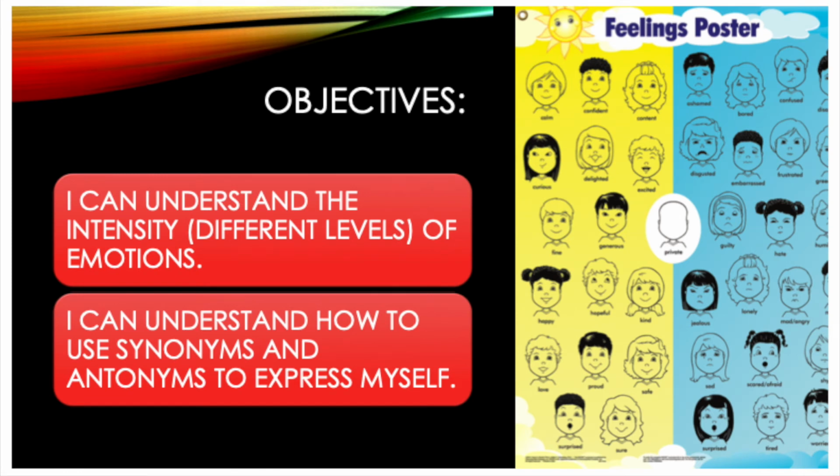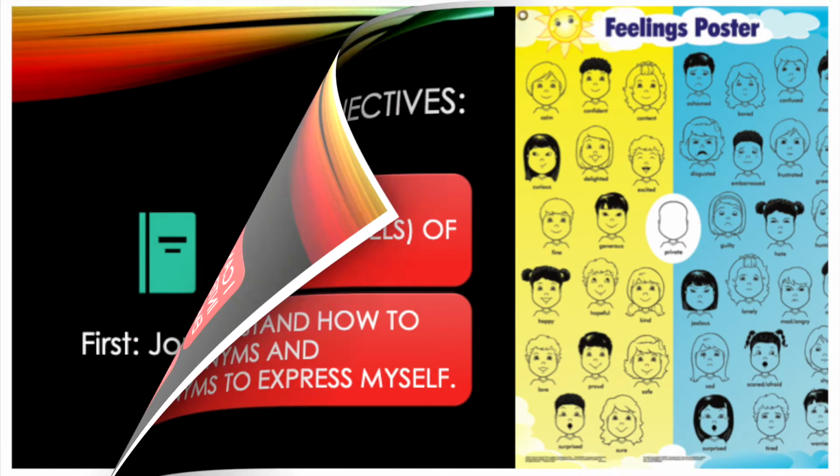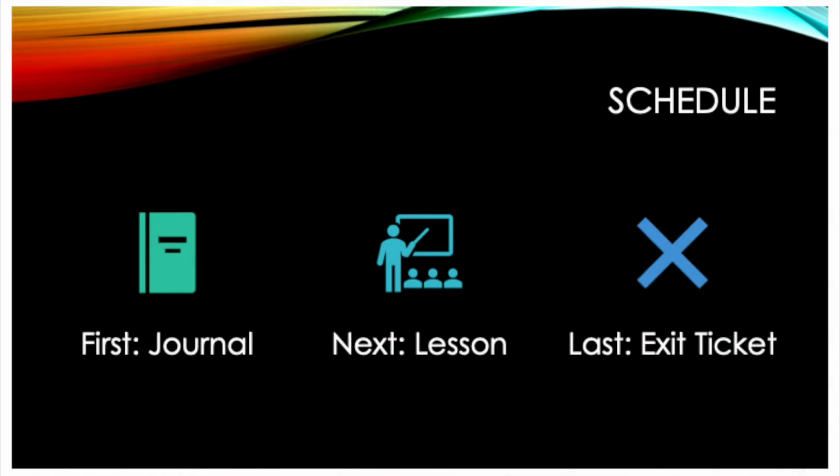Objectives. I can understand the intensity or different levels of emotions. I can understand how to use synonyms and antonyms to express myself. Schedule. First journal, next lesson, last exit ticket.